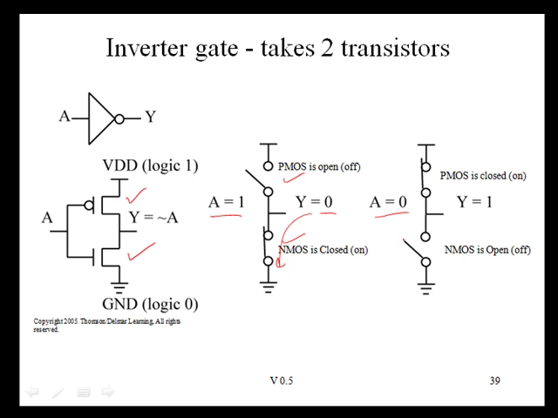Whenever A is a 0, the opposite is occurring. This switch right here is closed. This switch right here is open, which means that the output is being pulled up to VDD, which will be a logic 1.